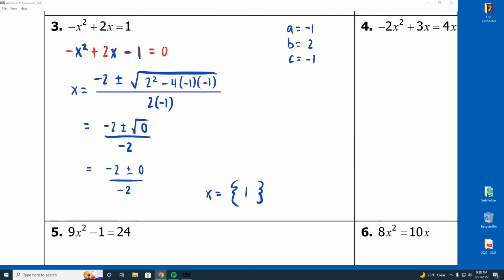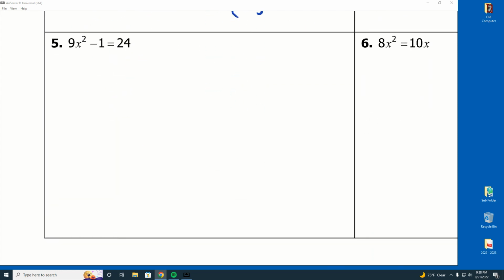All right, so let's keep jumping around a little bit. Let's look at number 5. We'll just go right down the left side. There's something unique about this particular problem that I want you to see. First, let's get everything on one side. So I'm going to subtract 24. Negative 1 minus 24 is negative 25.